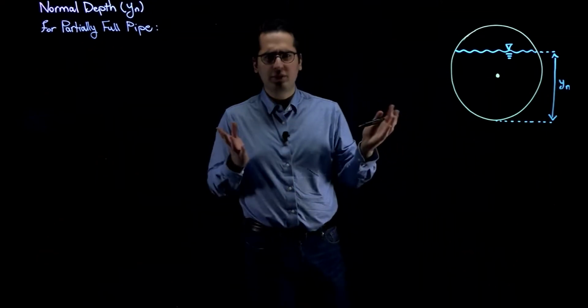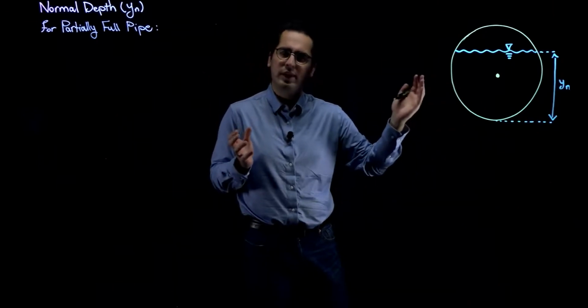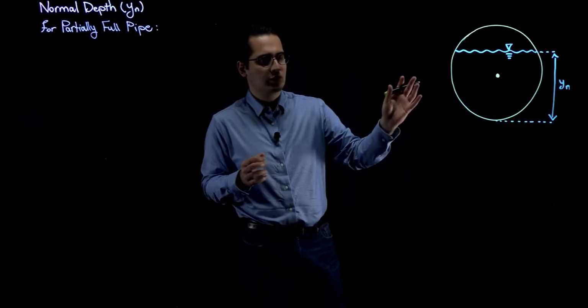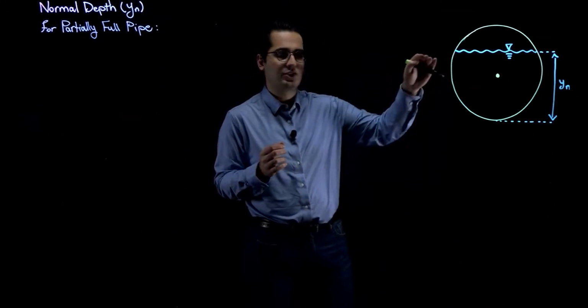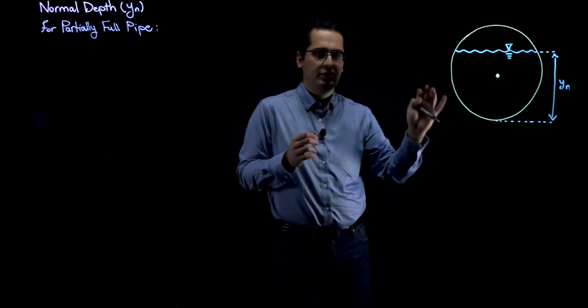All right, but first of all, why is it going to be important? Why do we need to find normal depth for a partially full circular pipe? This is going to be important when you are learning about culvert design and you want to design a culvert that is not full and the barrel of the culvert is circular. You're going to use this theory.